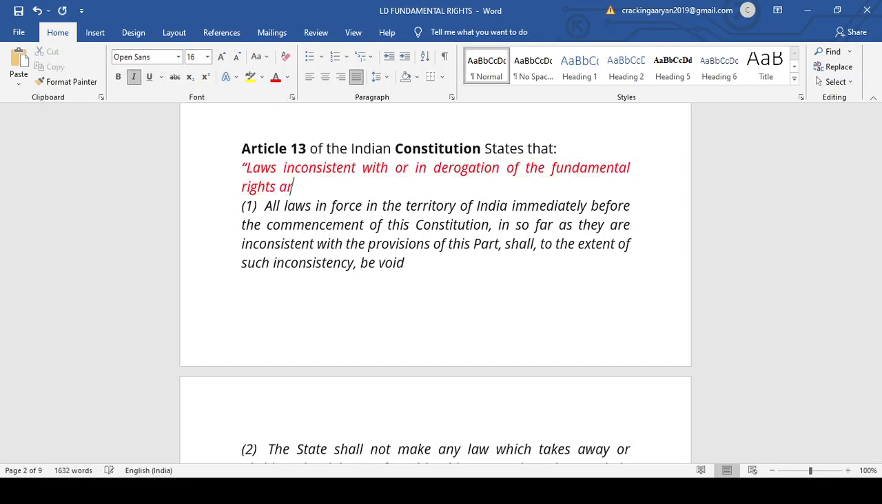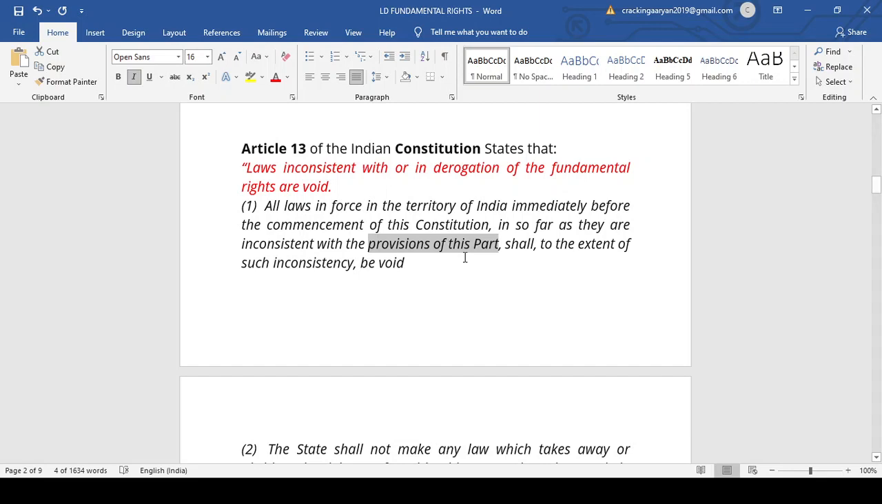It states that any law which is made by the parliament, which is in derogation of the fundamental right, will be considered void. See what Article 13 says. All laws in force in the territory of India immediately before the commencement of this constitution, in so far as they are inconsistent with the provisions of this part, shall... In this part, that means fundamental rights. Okay, guys, I know you might not know what this part is. This part means fundamental rights, right? That is part 3 of the Indian Constitution.